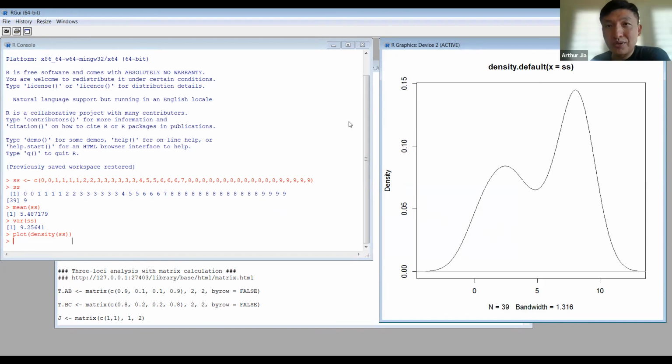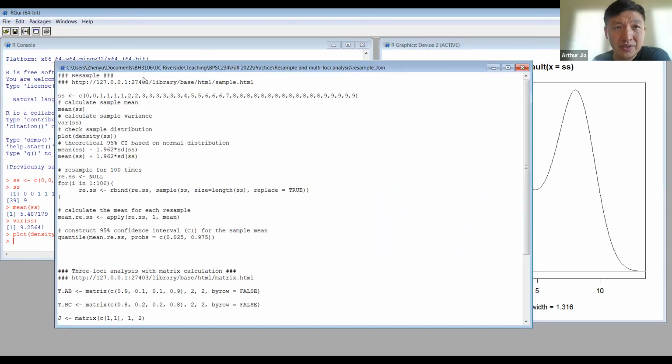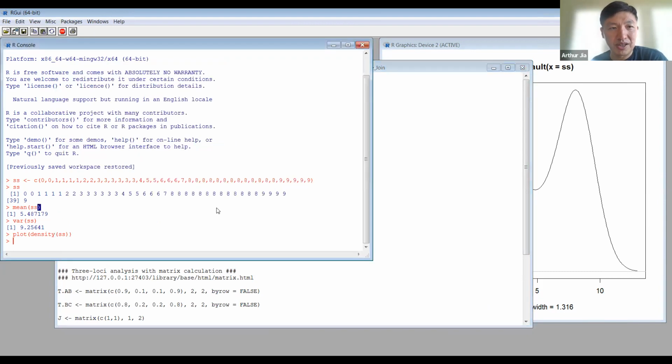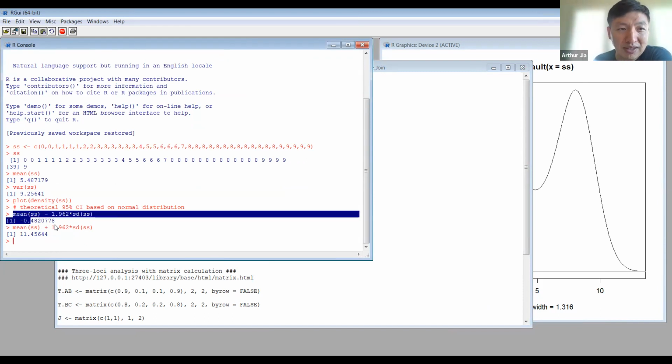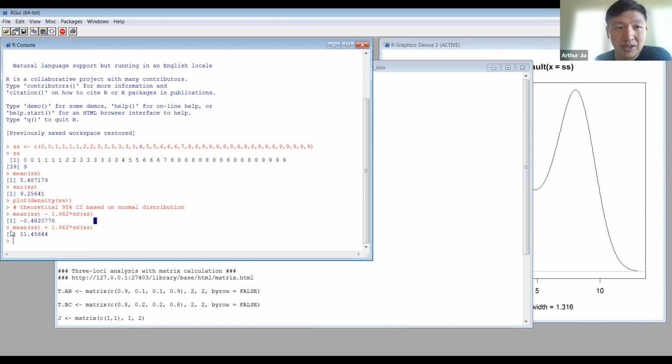So usually in statistics, if the sample is normally distributed, based on the normality assumption you can easily calculate the 95% confidence interval using this formula, right? The lower bound of this 95% confidence interval based on normality will be the mean minus 1.96 times the standard deviation. So this is how we can do this.